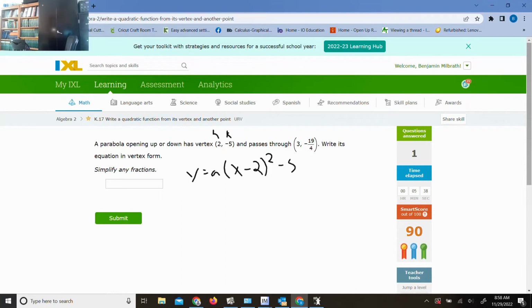Now, the last one, we cleaned it up because there was a 0 in there, but there's no 0 in this one. So don't do anything with it. You just start plugging in. You've got your point there. What does your point give you? x and y. Where you see a y, you get to be this negative 19 quarters. And then where you see an x, what do you get to be? 3.